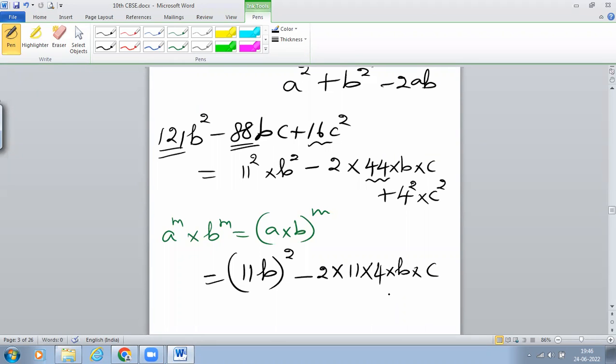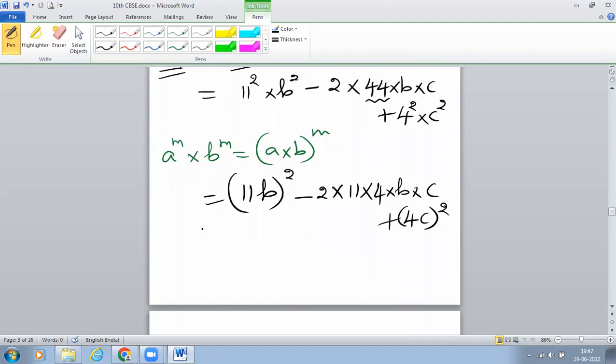Now, plus, what is 4 square into c square? We can write it as 4 into c the whole square, right? Using the same law of exponent. 4 into c the whole square. Yes or no? Yes, sir. Okay. Now see here, ma. Now, one more step. So I'll keep 11b square minus 2 into, multiplication is commutative, so I can combine this 11b and this 4 and c.